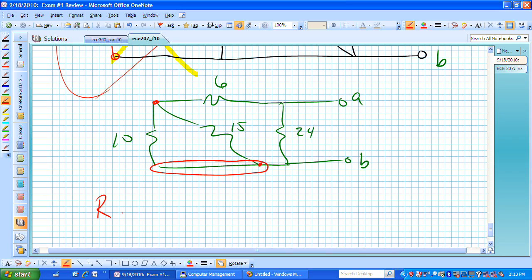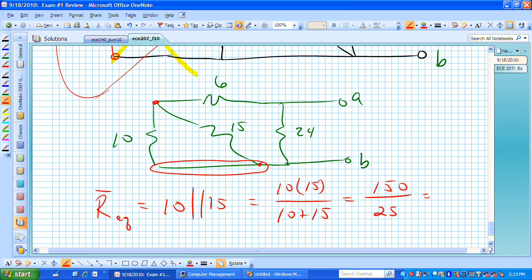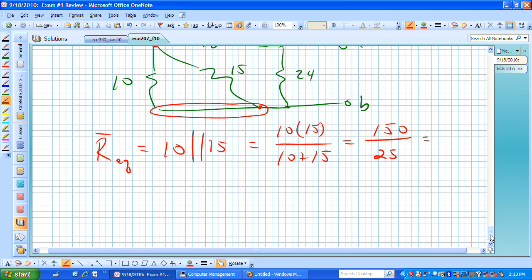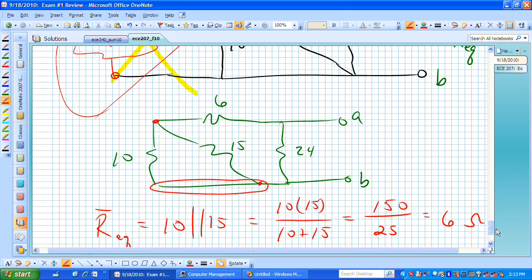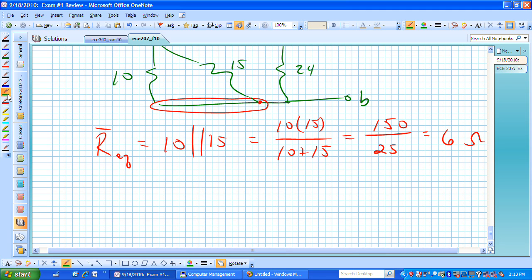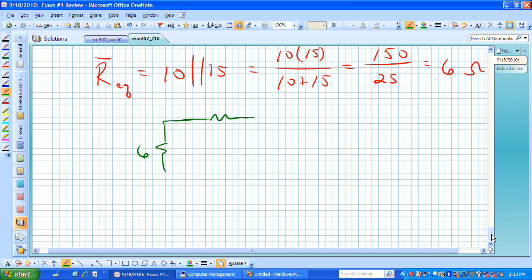So if we do an R equivalent between those two, we're taking 10 in parallel with 15, which is now going to be 10 times 15 over 10 plus 15, or 150 over 25. And how many quarters are in $1.50? That's one way that I like to think of that. And so now we have 6 quarters in $1.50, or there's 6 25s in 150. We now know that that parallel combination of 10 and 15 is 6. I like to just keep redrawing this. Now we have a 6 that's going to go between those two nodes that we had identified before.